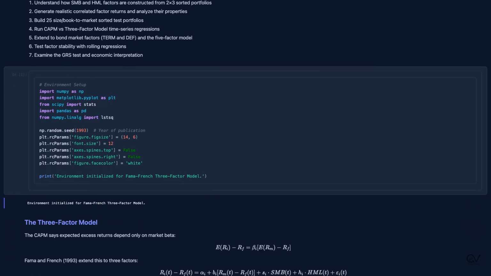Our standard scientific stack: NumPy, SciPy, Pandas, Matplotlib, and least squares regression from NumPy's linear algebra module. The random seed is set to 1993, the year of publication.